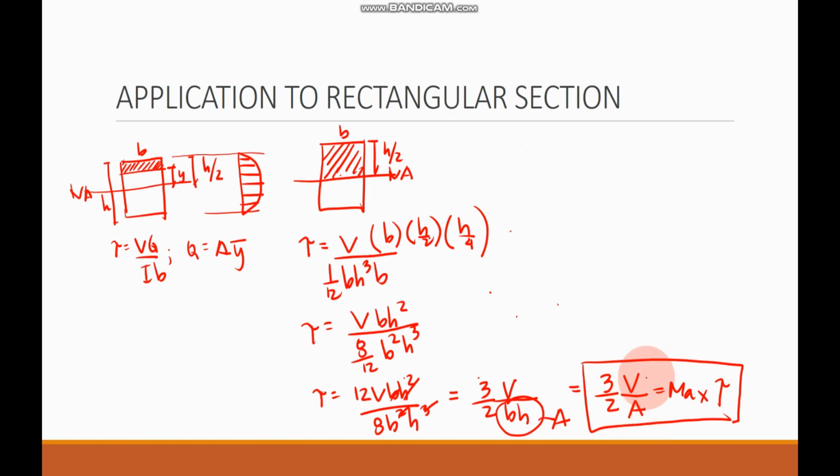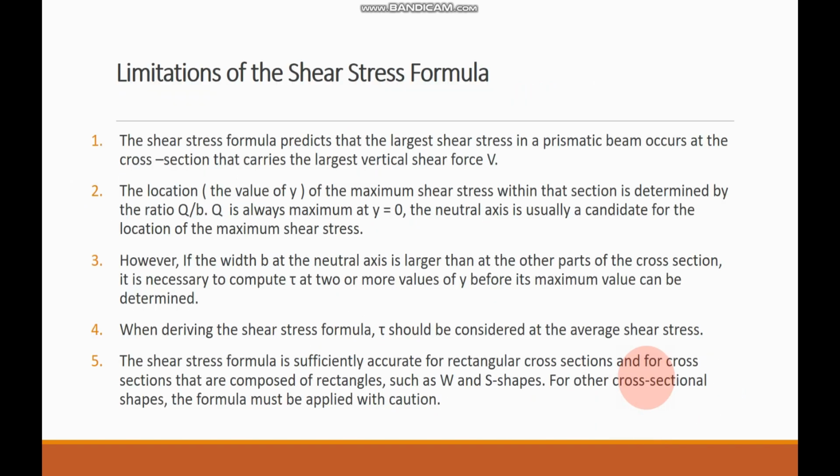So we have different limitations of the shear stress formula. So the first limitation, the shear stress formula predicts that the largest shear stress in a prismatic beam occurs at the cross section that carries the largest vertical shear force. Limitation number 2, the location of the maximum shear stress within that section is determined by the ratio of static moment of area over B. So Q is always maximum at y equal to 0, or the neutral axis.